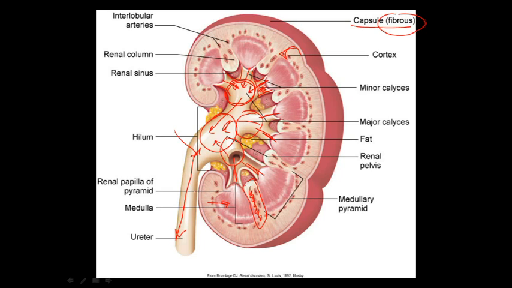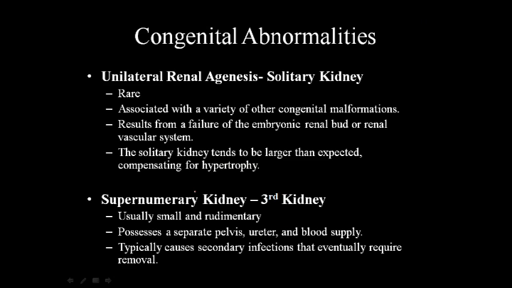So it's important to know these structures so that you can better demonstrate actually what the kidney looks like, and you can know what the kidney looks like if you see some pathology. So let's begin by looking at just some congenital abnormalities. Congenital, as we all know, means at birth. Okay, and so we have several things.